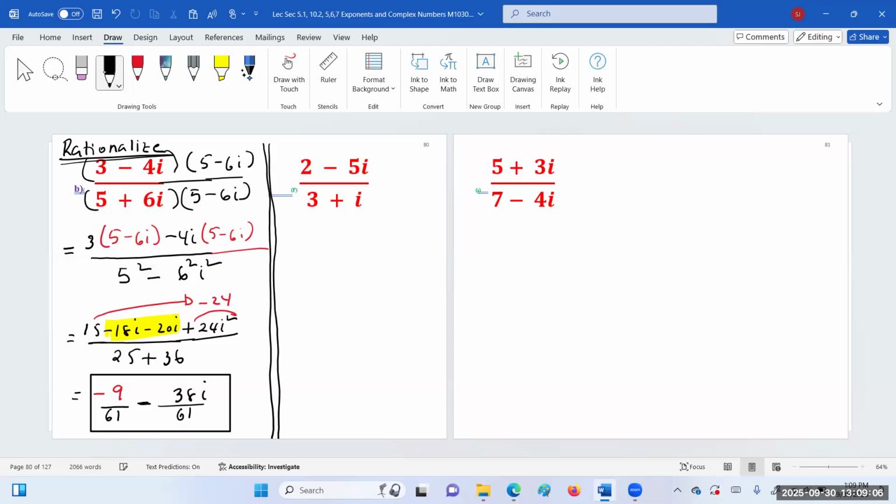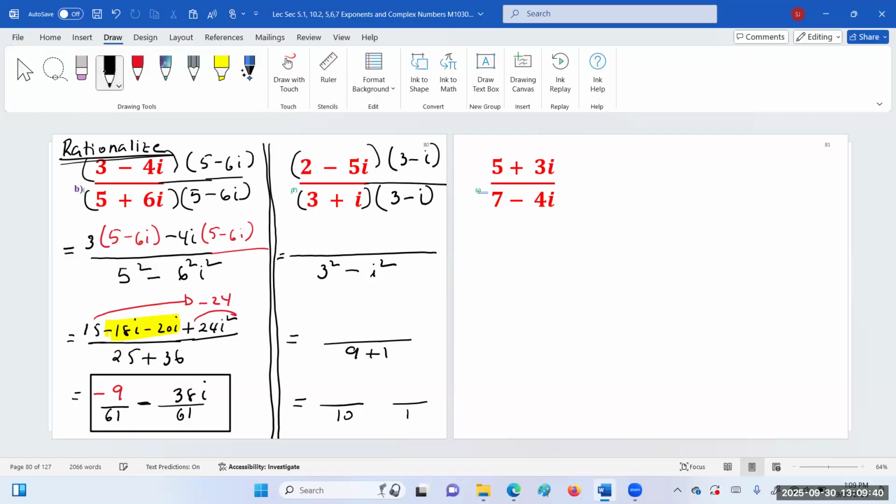Common mistake, people forget to multiply by the conjugate. They multiply by the same denominator. So what's the conjugate of the second denominator? 3 minus i. So this time we have 3 squared minus i squared. 3 squared is 9, i squared is negative 1. So you get 9 plus 1, which is 10.